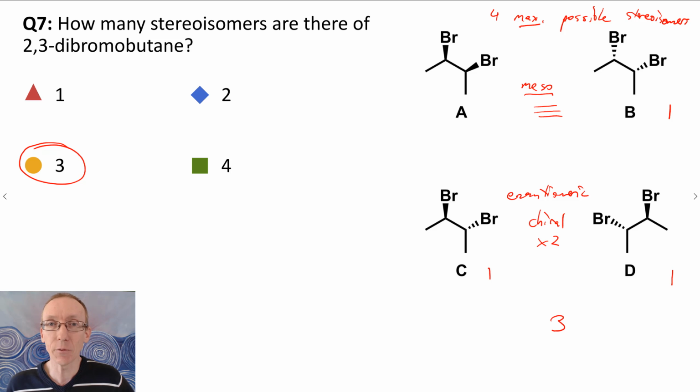And this will always be the case if we have the possibility of a meso compound. It will reduce the number of possible stereoisomers of a molecule that has chiral centers.